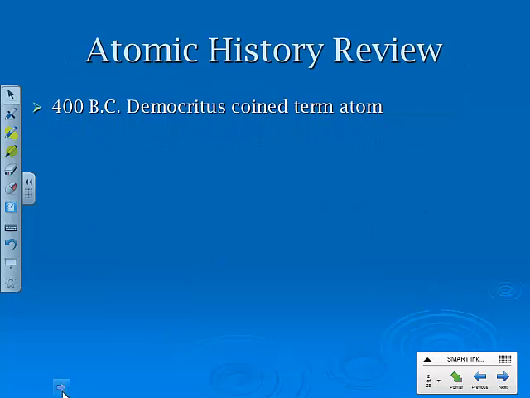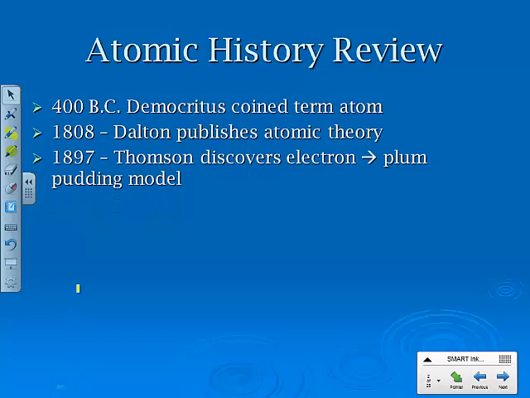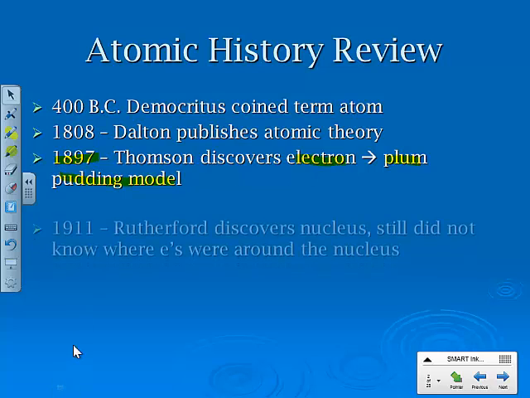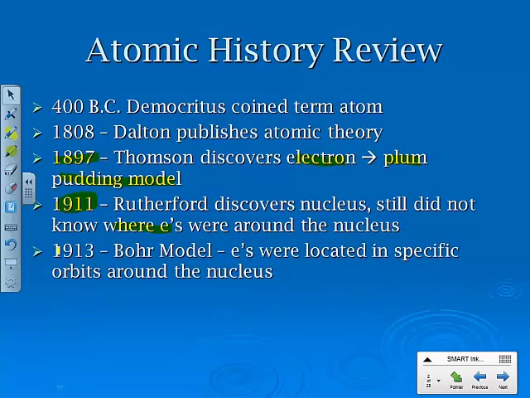Alright, before we get into the new quantum model, we got to talk about atomic history, a little review. 400 BC, Democritus coined the term atom. 1808, Dalton came up with his atomic theory. 1897, Thomson discovers the electron, which gives us the plum pudding model. 1911, Rutherford discovers the nucleus. We still don't know where the electrons are.